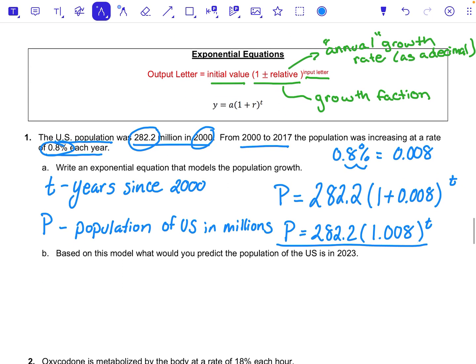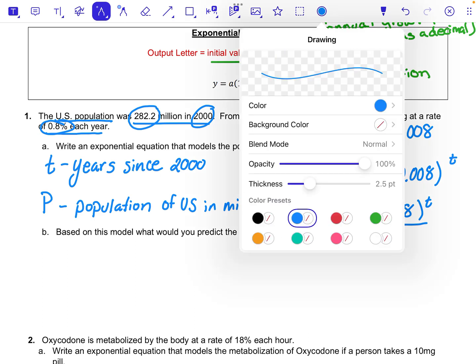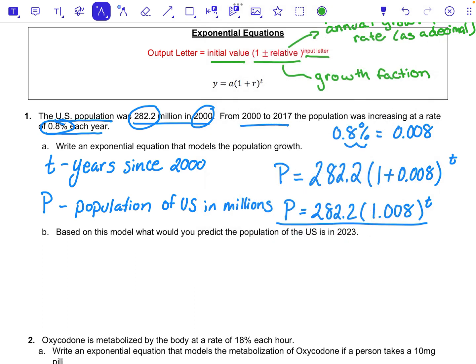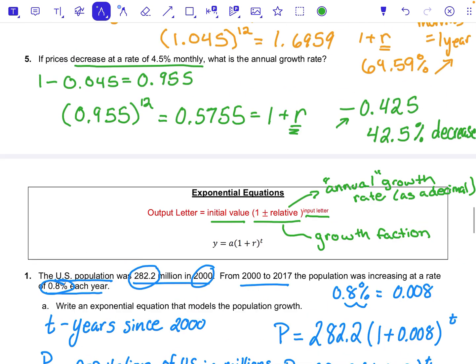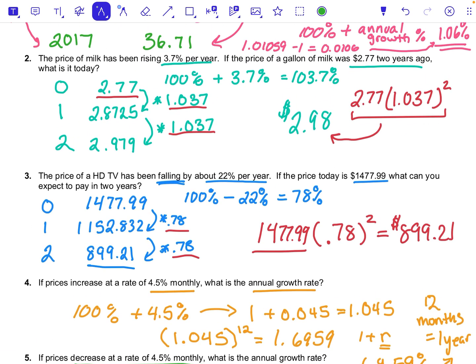All right, moving on to the next. We now have this model. Well, we can use the model to make predictions. So it's saying, based on this model, what would we expect the U.S. population to be in the year 2023? Now, 2023 means we're looking for 23 years past 2000. So using a method like we used on number 2 from the previous video is probably not going to be very realistic. I'm not going to want to multiply out 23 times.